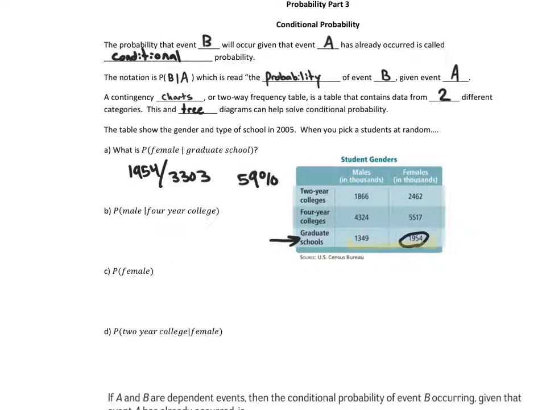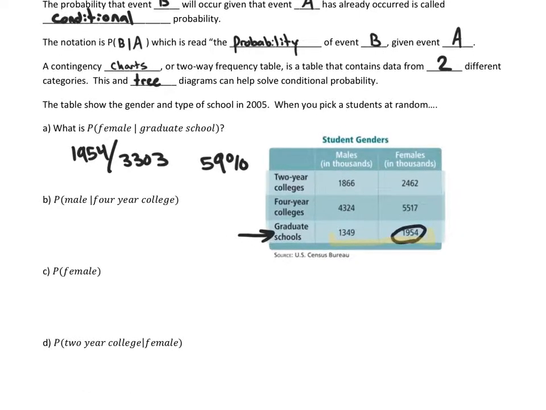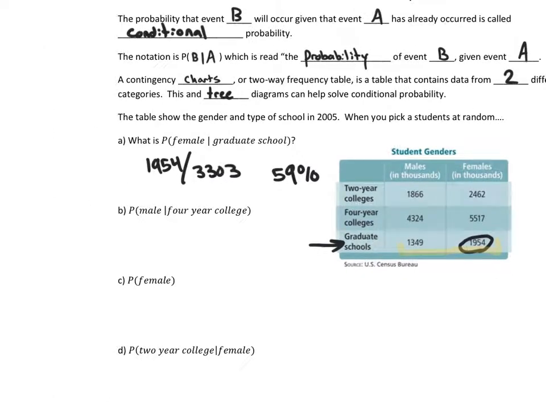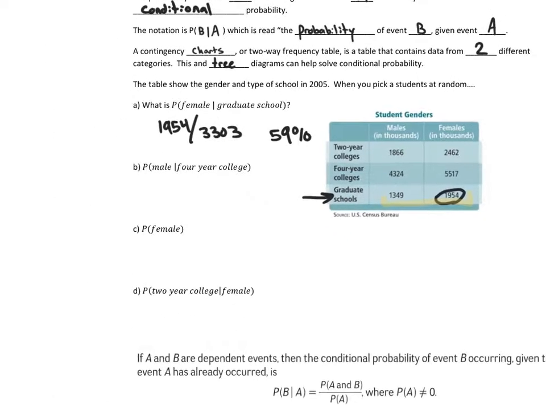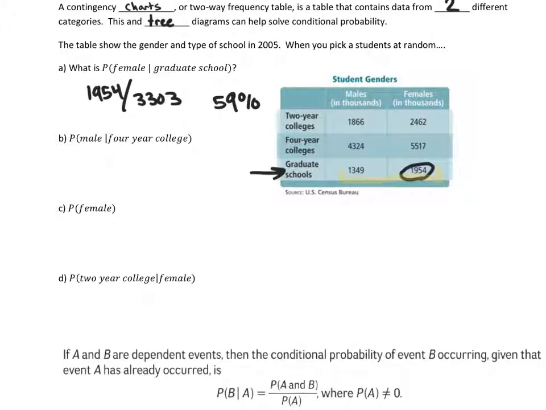Right, and this is different than just saying what percent of students are female graduates, because that would be the 1,954 divided by all those students together. But conditional probability tells us that we're already looking at a specific set. So the next one is probability male in a 4-year college. So we're not looking at the whole chart. We need to look specifically at 4-year college and then the male.